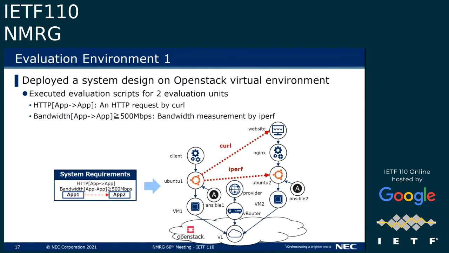Each Ubuntu node is hosted on a different VM node and provisioned by a different Ansible instance. These 2 VMs belong to the same virtual subnet VL, and a vRouter node connects between VL and the internet. In this setting, we generated and executed evaluation scripts for 2 evaluation units, HTTP app-to-app and bandwidth app-to-app, by using curl and iperf packages. Next, please.